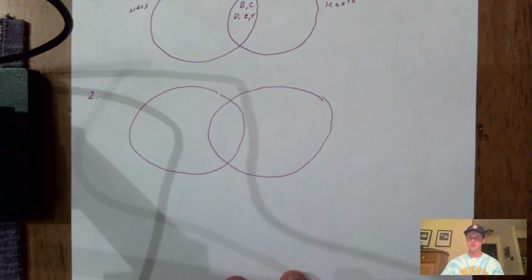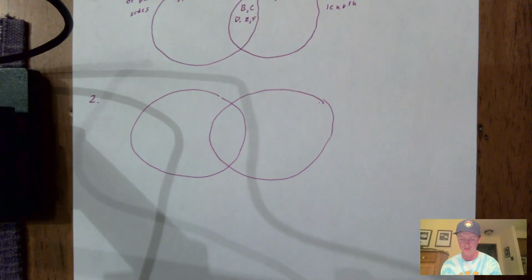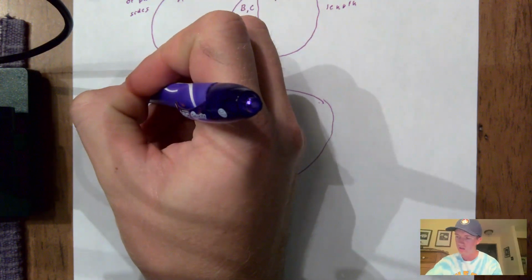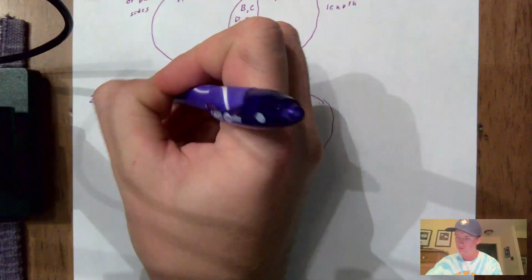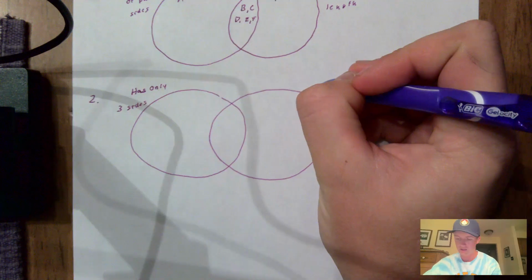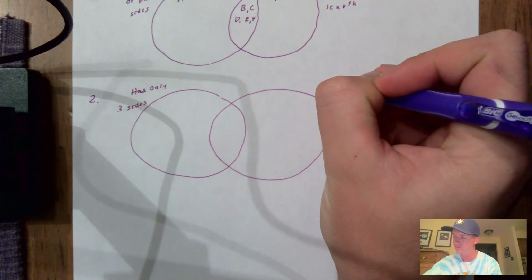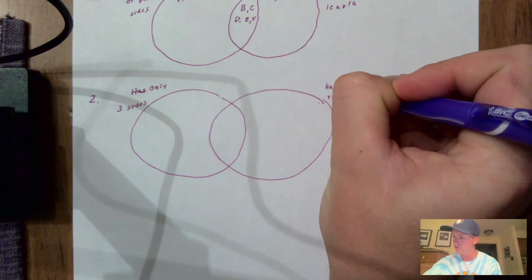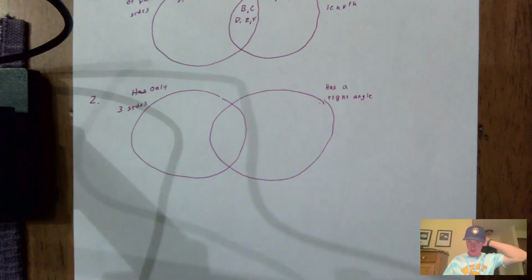Now, for the Venn diagram, on the left side, we're going to say has only 3 sides. And the one on the right, we're going to say has a right angle. My apologies. So what we're looking at here, again, is the shapes. So go ahead and pause. Fill these in, see if you get the correct answer, and then come back and check your answers once you're done with it.